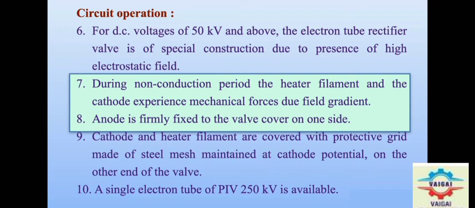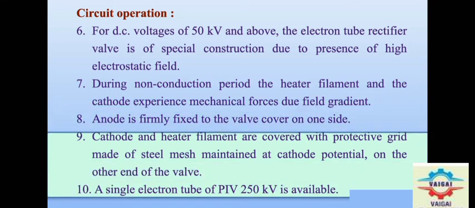Therefore, the cathode is covered by a protective grid. The anode is firmly fixed to the valve cover on one side. The anode is not affected. Cathode and heater filament are covered with a protective grid since they experience a high mechanical force. The protective grid is made of steel mesh maintained at cathode potential on the other end of the valve. A single electron tube of PIV 250 kilovolt is available.